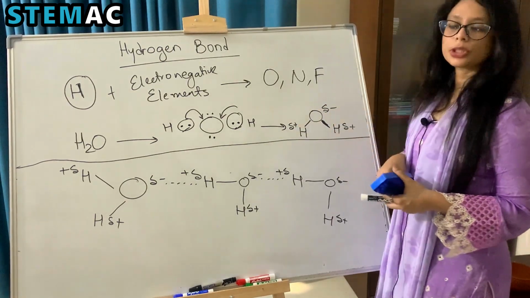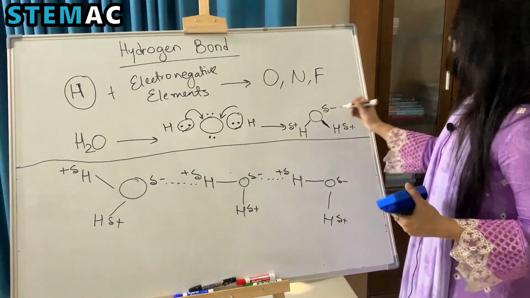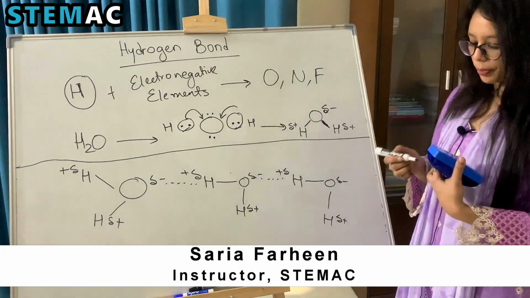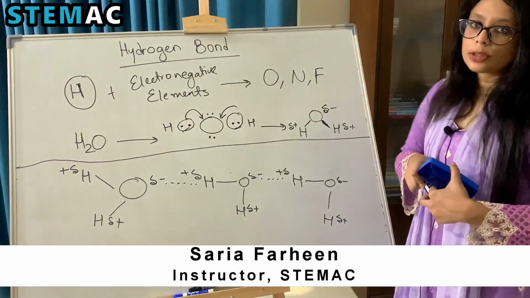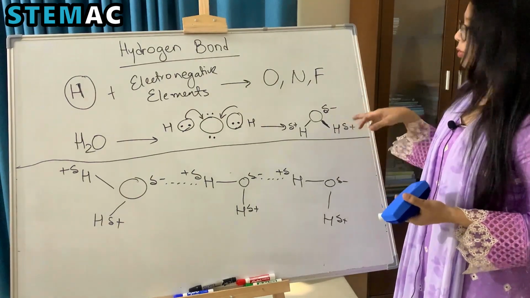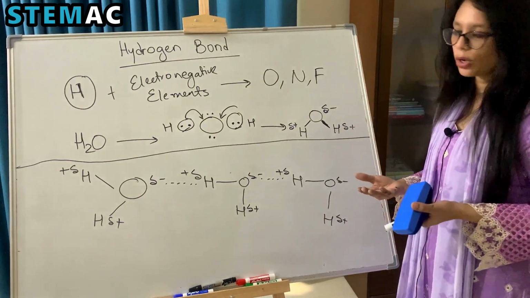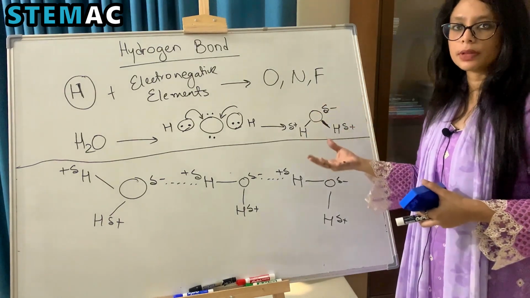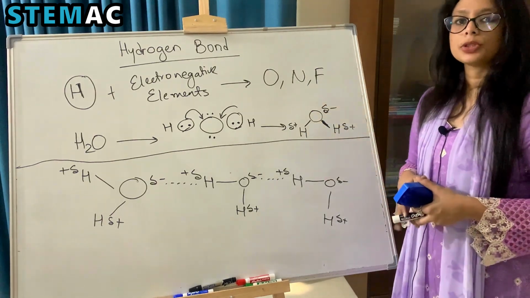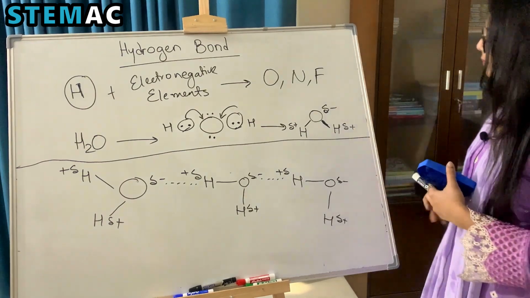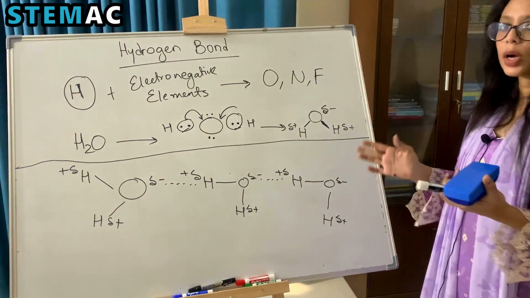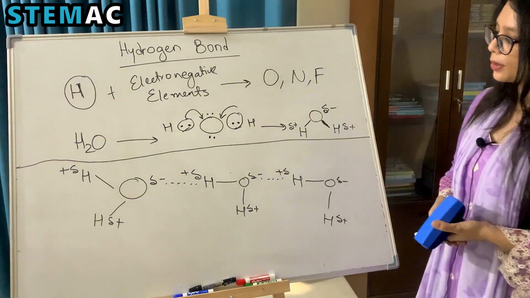The term partial is used because they don't become entirely charged particles like in ionic compounds. Because of this electronegativity difference, the hydrogen, which is less electronegative than oxygen, will always have a partial positive charge, but the more electronegative element will always develop a partial negative charge. So this is all about how the hydrogen bond is present in the water molecule.